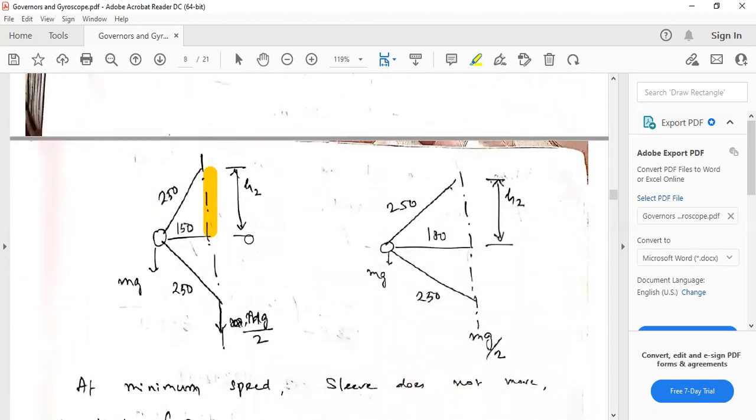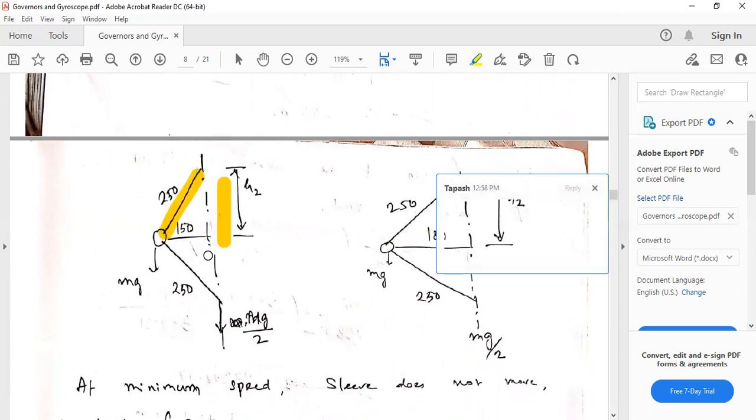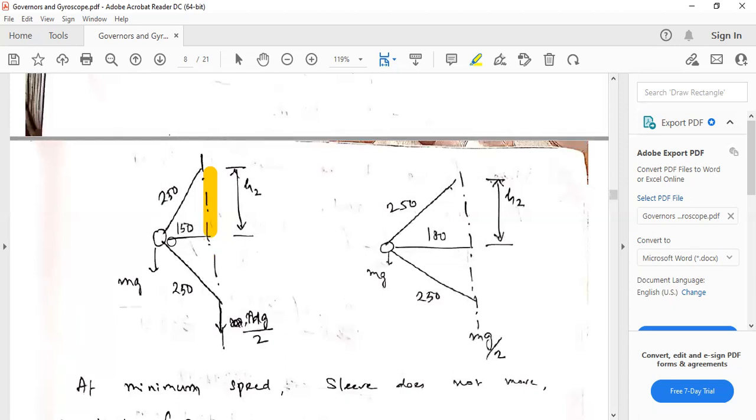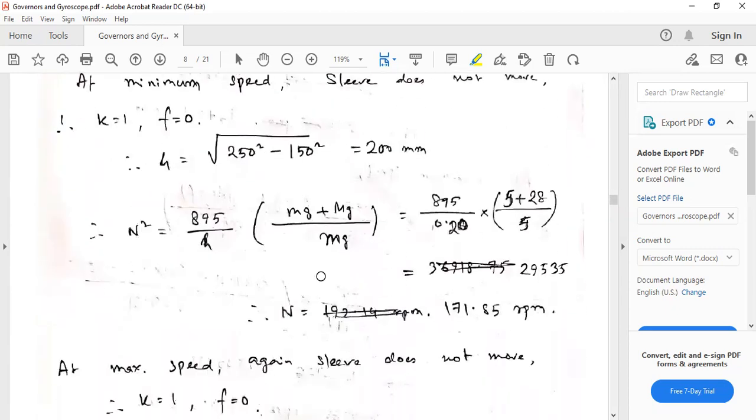So how to get this h? Using trigonometry, simple thing. 250 is known, 150 here is known. What will be h? h will be the square root of 250 square minus 150 square. So this is root of 250 square minus 150 square. So h is 200. Just put the value of h here, 200 mm.